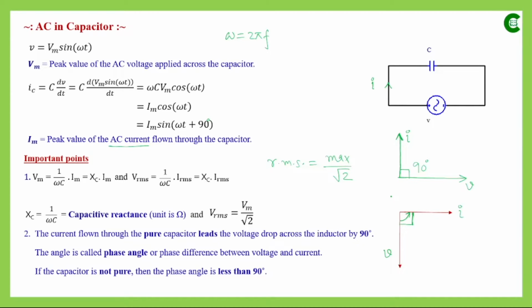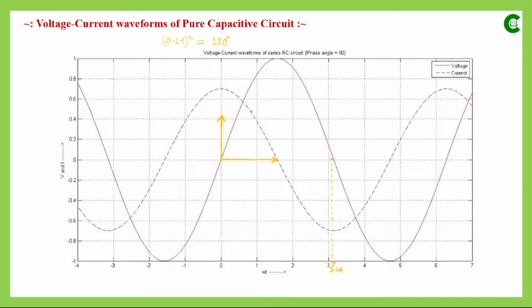But if it is not a purely capacitive circuit, that means if with the capacitor we have a resistor in series or maybe in parallel, the phase difference between voltage and current will no longer be 90 degree; rather it will be less than 90 degree. Since we are discussing the series RC circuit, next we will see how the phase difference is less than 90 degree. But before that, we will also see the voltage and current waveforms in case of a purely capacitive circuit.